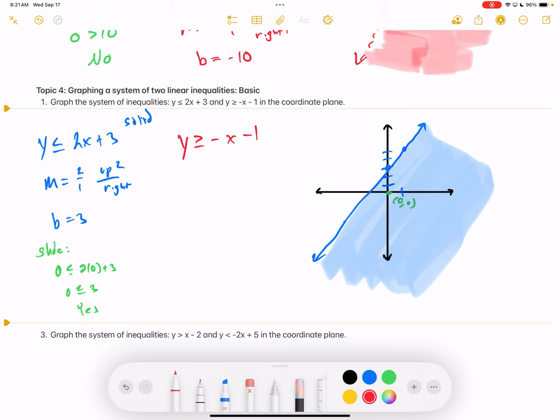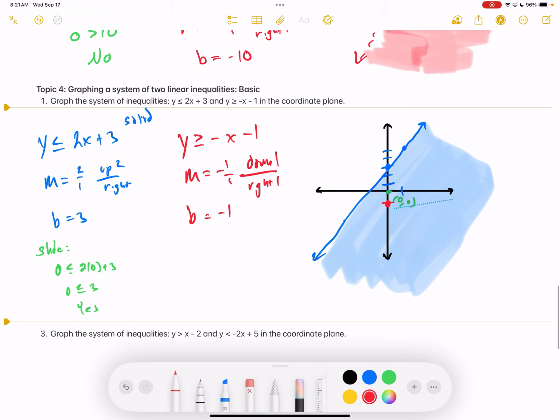All right, now let's go do my red line. My slope is -1/1. So that would be down 1 to the right 1. And my y-intercept would be -1. So I start at -1. And I'm going to go down 1 to the right 1. This again is a solid line because it is greater than or equal to.